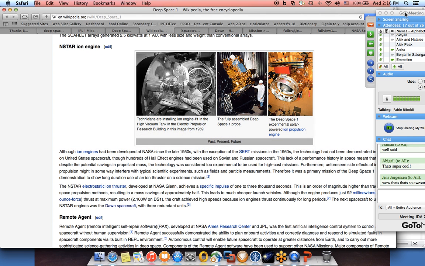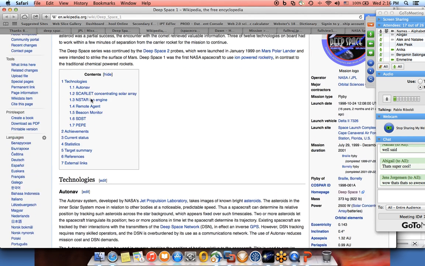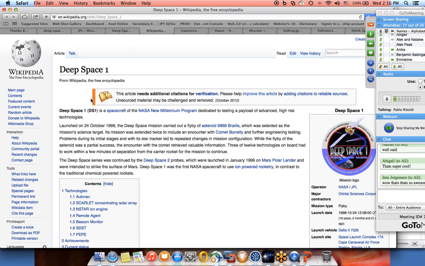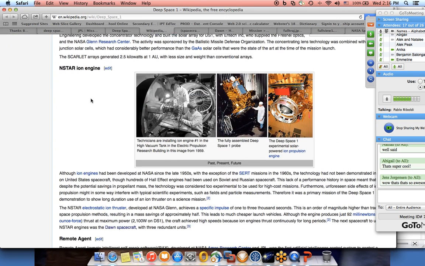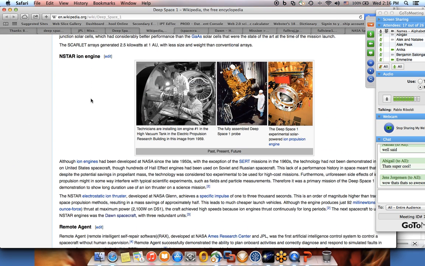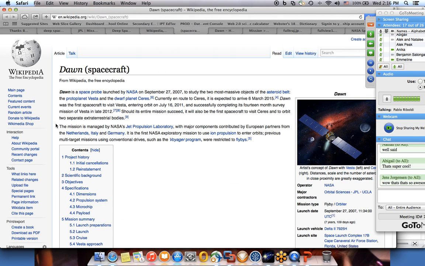So that is what this probe tried for the first time. This was the first time with Deep Space that they tried this engine. And so I want you to study this engine, how it works and everything. And Dawn, the other spacecraft that is currently in orbit, is also using one of these engines. In fact, it broke a speed record of acceleration in space because of this engine.